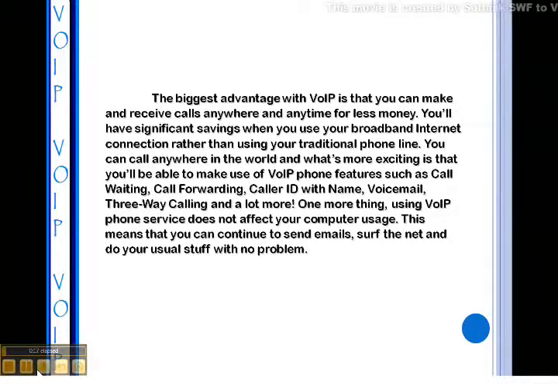You can call anywhere in the world, and what's more exciting is that you'll be able to make use of VOIP phone features such as call waiting, call forwarding, caller ID with name, voicemail, three-way calling, and a lot more. One more thing, using VOIP phone services does not affect your computer usage. This means that you can continue to send emails, surf the net, and do your usual stuff with no problem.